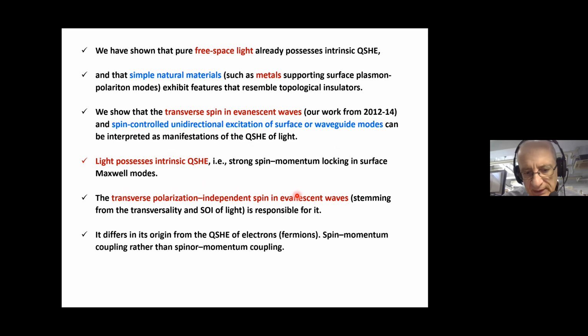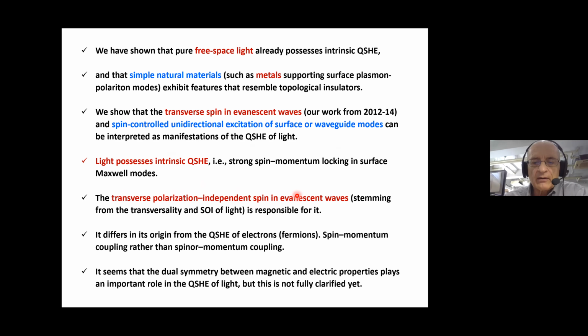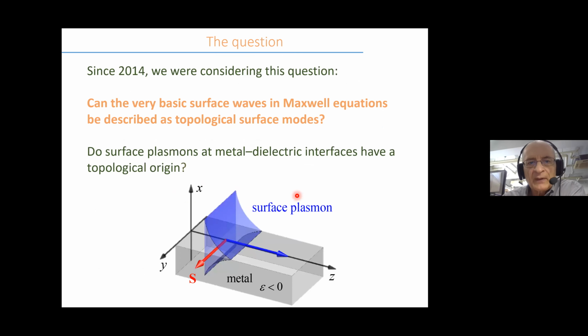It is different in origin from the quantum Hall effect electron, because these are vastly different, brutally different systems. This is obvious: it is spin-momentum coupling rather than spinor-momentum coupling. And the differences are obvious, but we're focusing here on the analogies. And we're also looking at the following question.